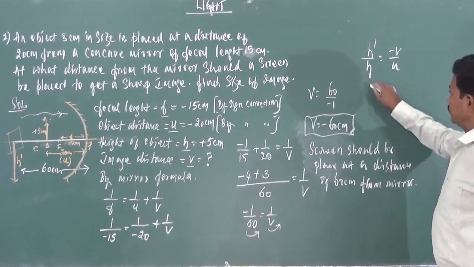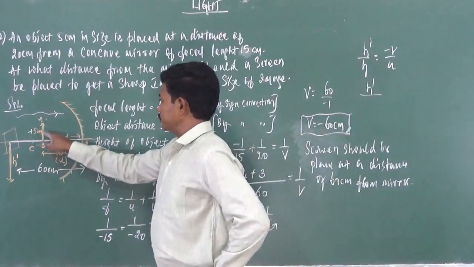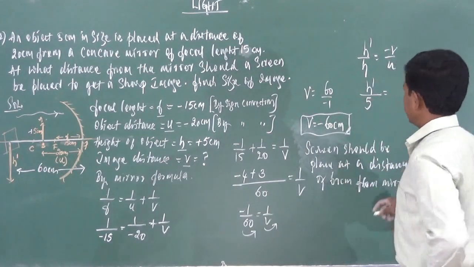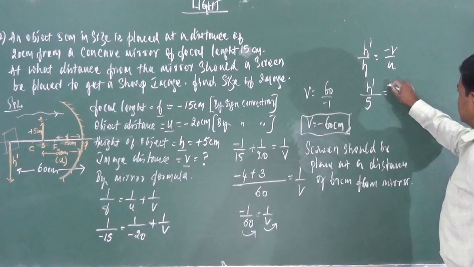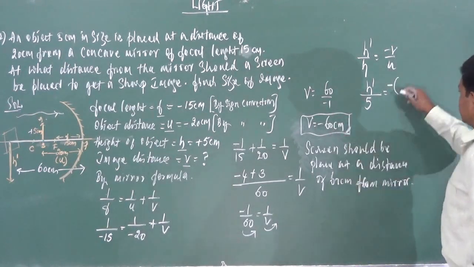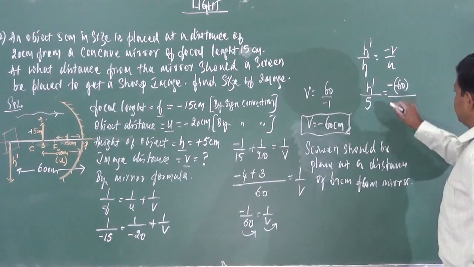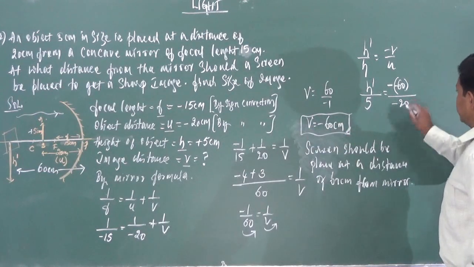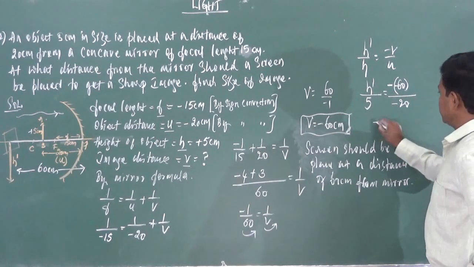So h dash we have to find out. h is plus 5, that is this measurement. h dash by 5 is equal to minus v by u. The minus sign is for the sign in the formula. v is what we have got here, it is 60 centimeters, so that is minus 60. We have got u, that is minus 20.